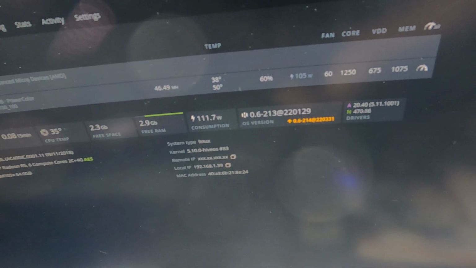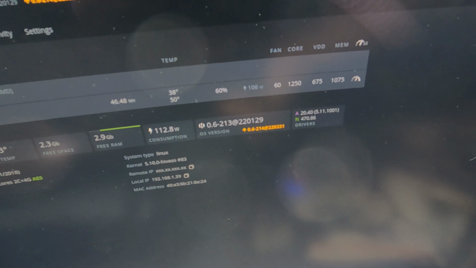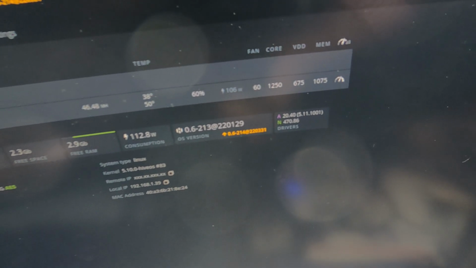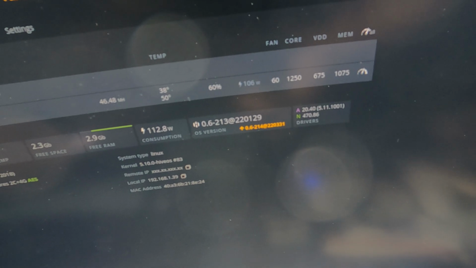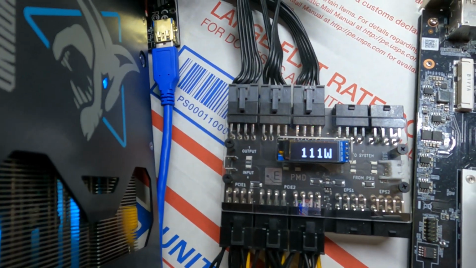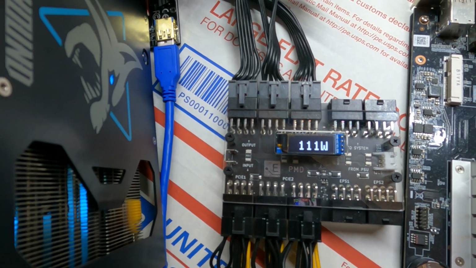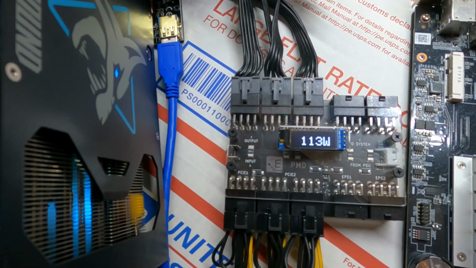Right now, 46.49 mega hash at 105 software watts, 1250 on the core, 675 for the core voltage, and 1075 on the memory. Now, let's compare 106 software with, what do you want to say, 112, 113, 114. So it's actually really close considering it's AMD.